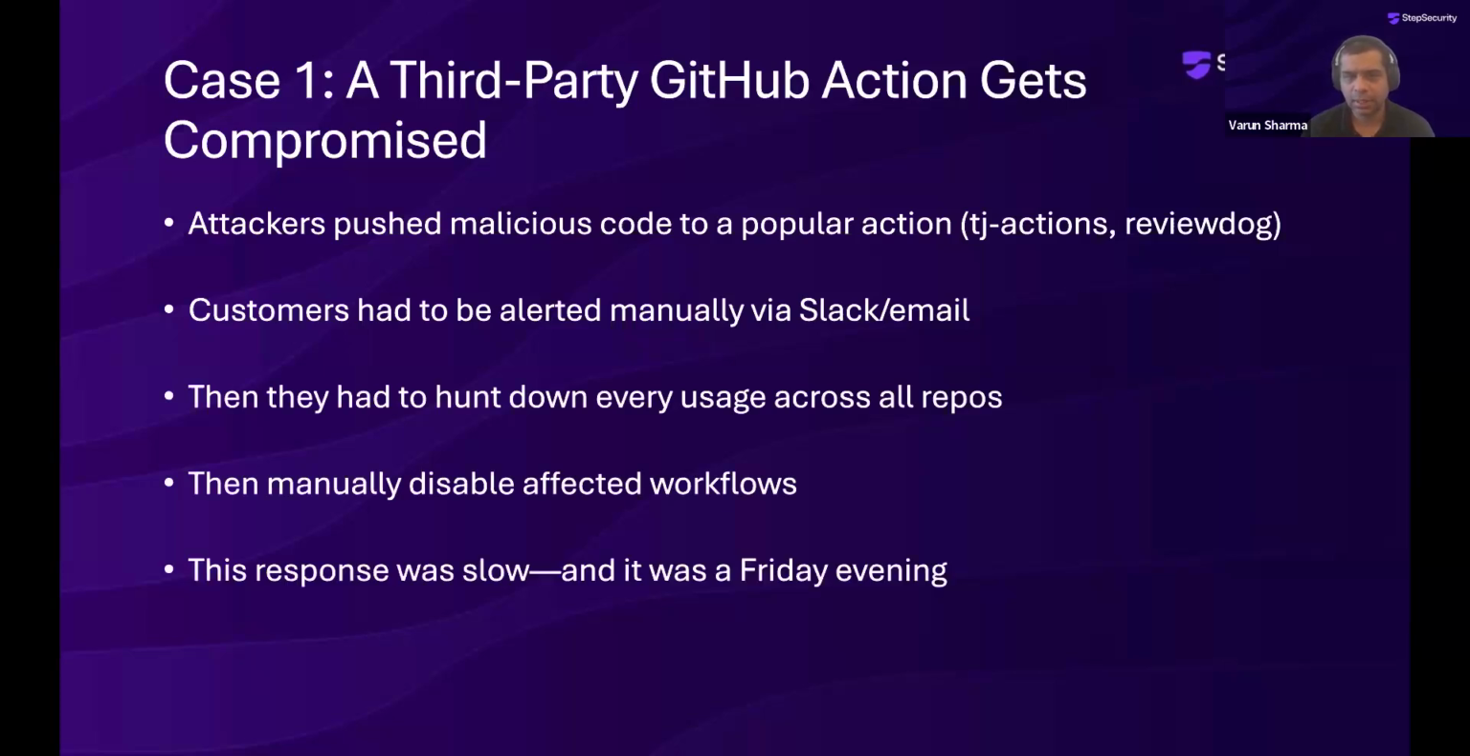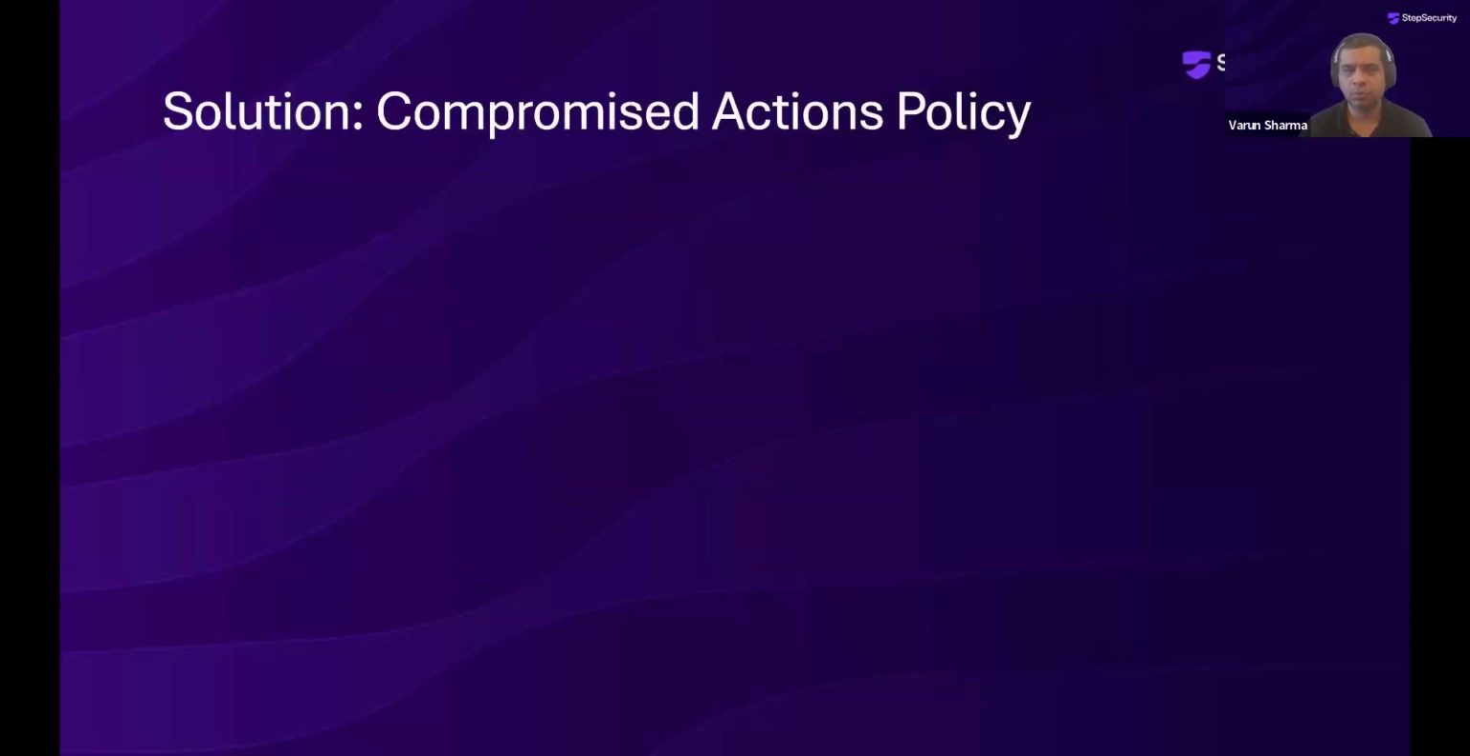And as you can imagine, this whole process is slow and requires a lot of manual work. And what made it even harder was the fact that this compromise was actually detected on a Friday evening. And so a lot of people were not available at that time. And the incident response went into the weekend. So now the question is, the next time an incident like this happens, how can the incident response be more automated? And that is one of the areas where the workflow run policy can help.